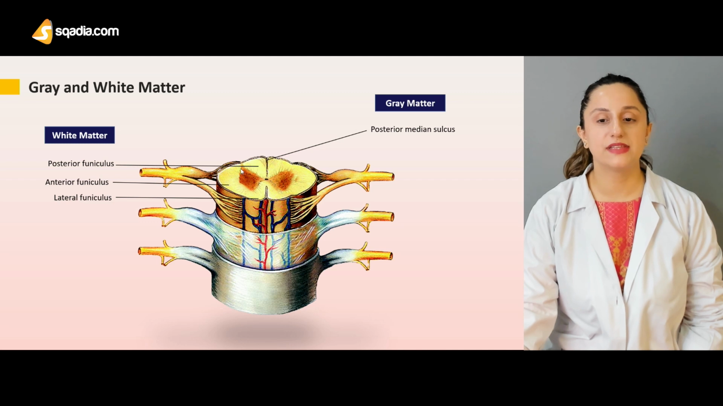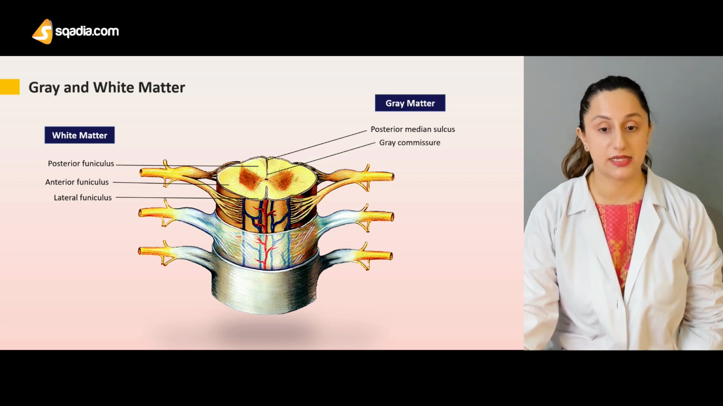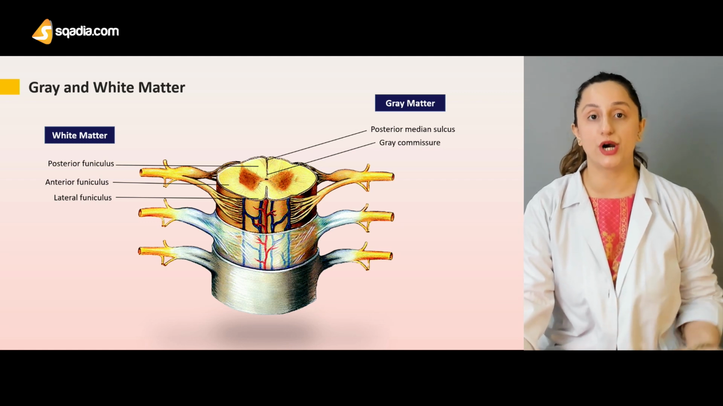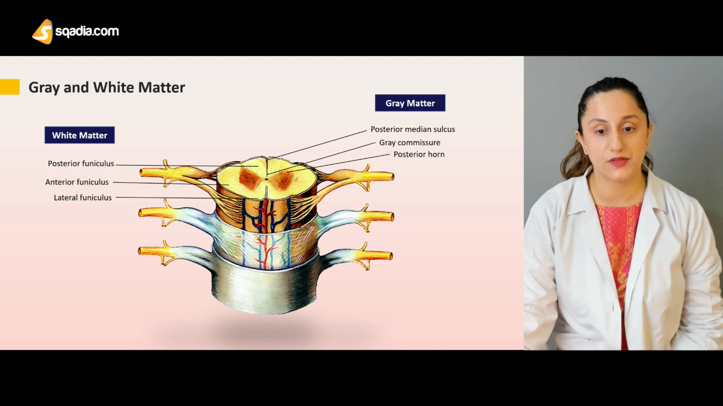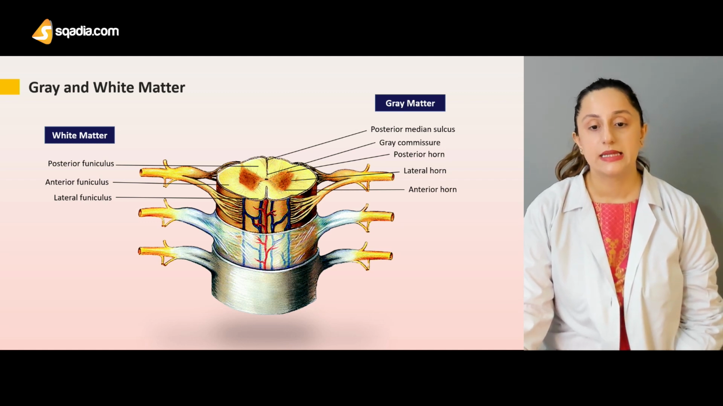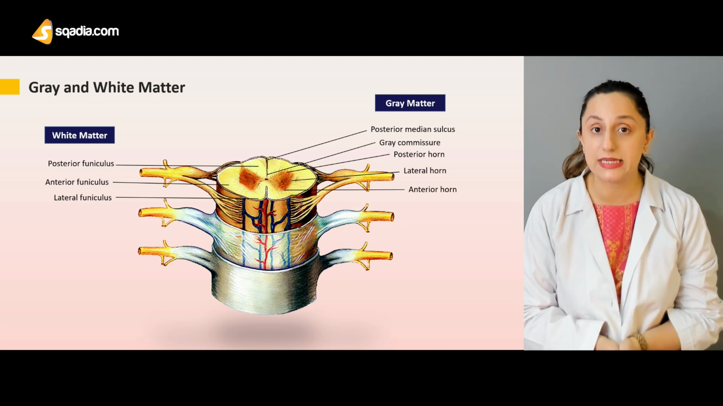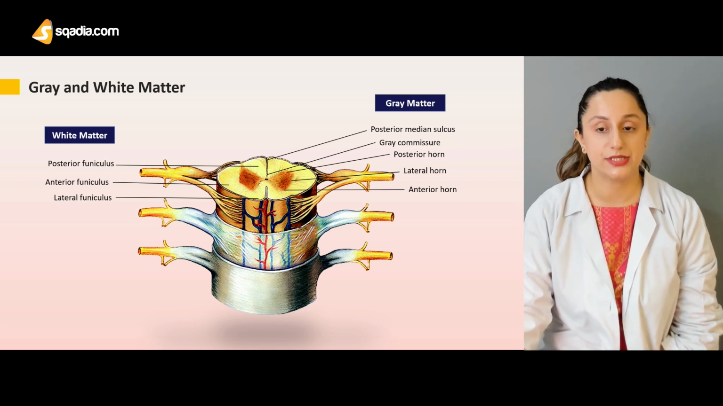Namely, we have this posterior median sulcus, which helps us identify the posterior gray horn of the gray matter. This is the gray commissure, which is basically a communication between the two horns of the gray matter. Then we have the posterior horn, the lateral horn, and the anterior horn of the gray matter. These are the three horns of the gray matter. Majorly, the nerve cell bodies are residing in these particular horns.